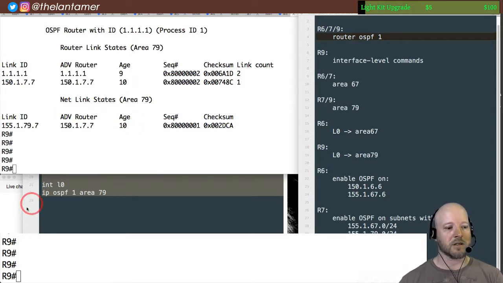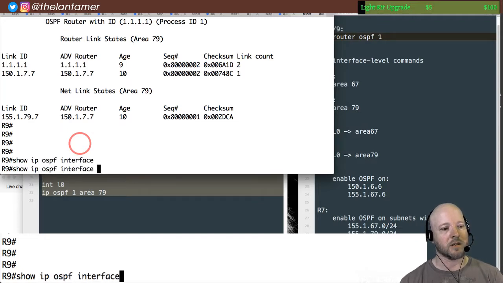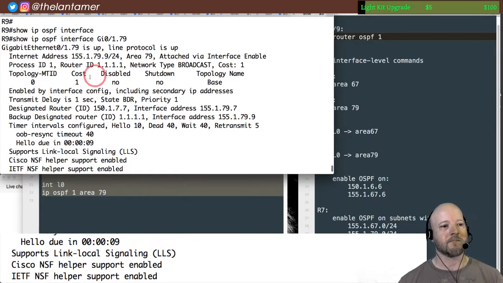All right, so let's look at this command here. Show IP OSPF interface. GI0179. Interesting. Attached via interface enable. The reason for that here is because this is a sub interface. So it has derived that, and it's going to say network type broadcast, right, by default.